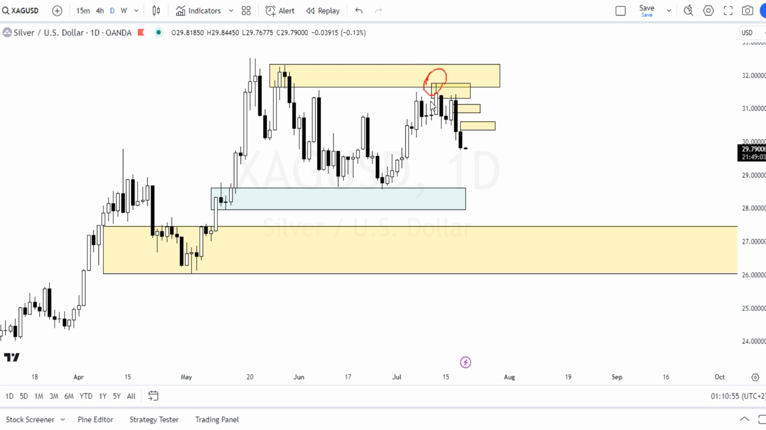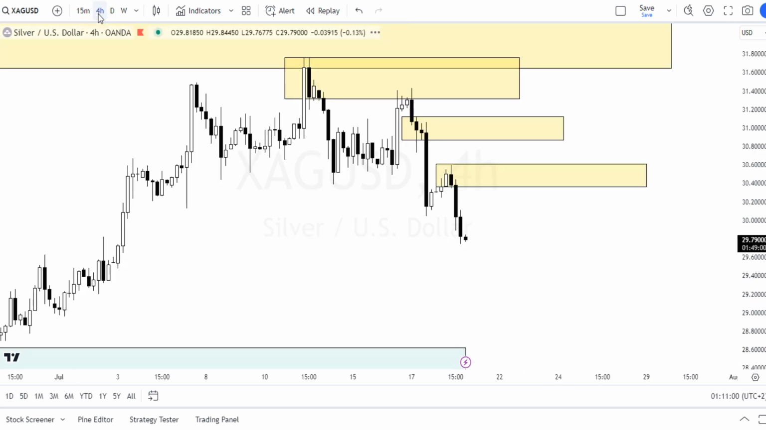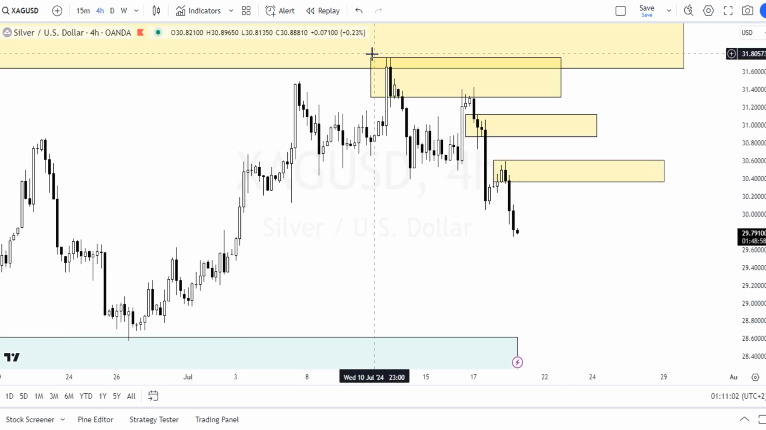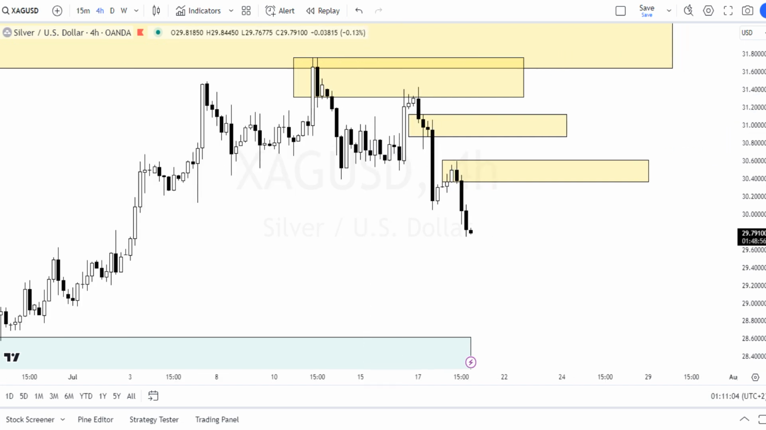When price hit this level, I went to the 4 hours chart. You can see in the 4 hours chart, from the daily level, this order block here. Okay, after this order block, 1, 2, 3 ERC candles took out these lows, all these lows here.